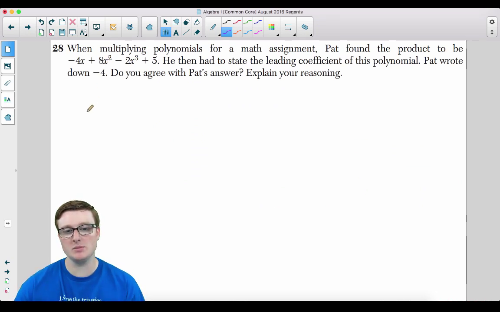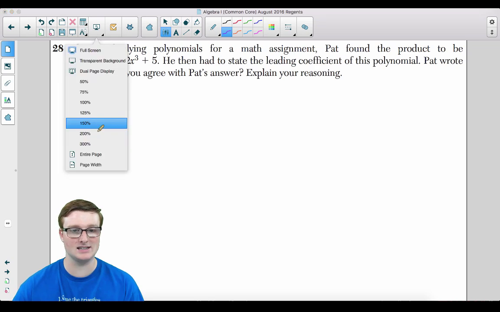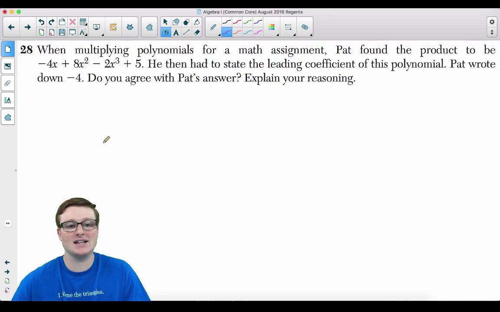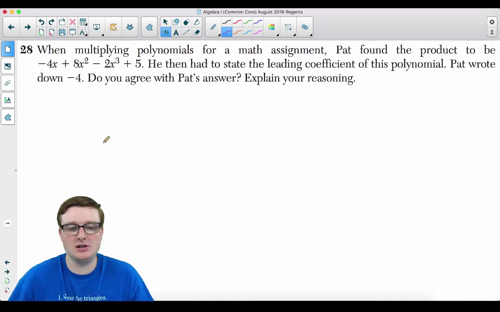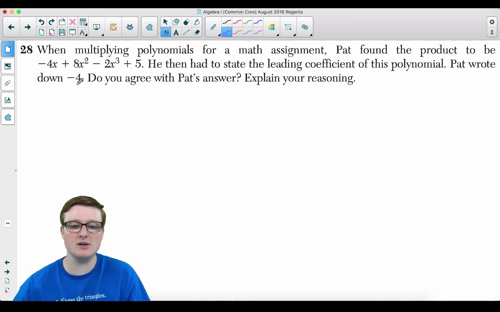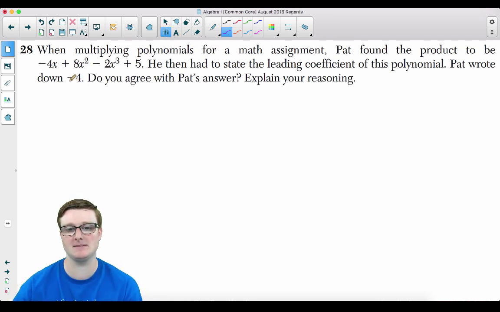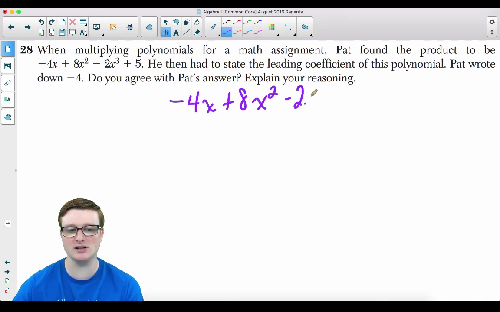When multiplying polynomials for a math assignment, Pat found the product to be negative 4x plus 8x squared minus 2x to the third plus 5. He then had to state the leading coefficient of this polynomial. Pat wrote down negative 4. Do you agree with Pat's answer? Explain your reasoning. Okay. I hope that your algebra teacher drilled this into your head, and if he or she did not drill this into your head, I will.